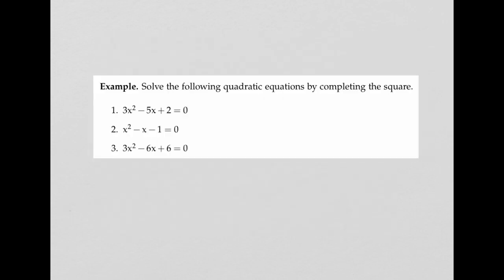Let's see some examples of completing the square. We'll work out the 3 examples on the screen step by step. Starting with the first example, let's solve the equation 3x squared minus 5x plus 2 equals 0 by completing the square. Start out by factoring the coefficient of x squared. So we pull out a 3 to be left with x squared minus 5 over 3x plus 2 over 3 equals 0.